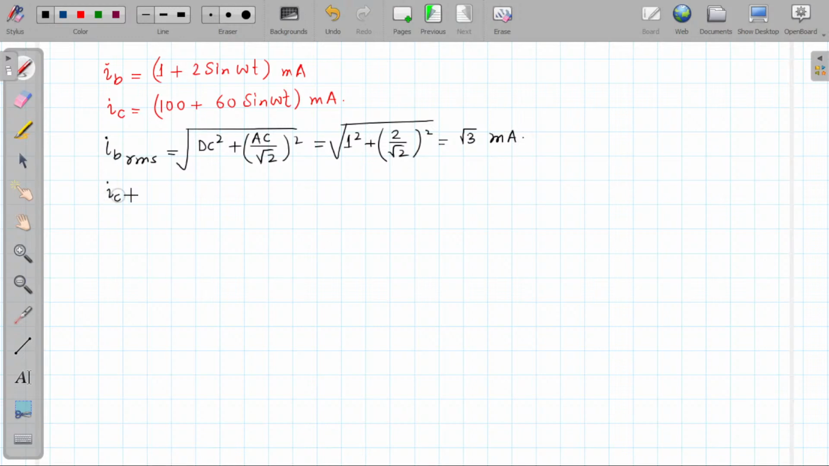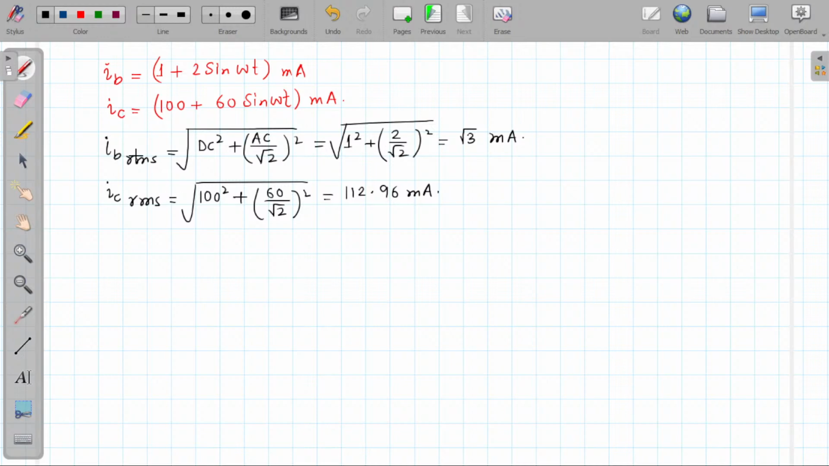Similarly, we will get IC RMS. What will be the value of IC RMS? Similarly, we can find that: 100 square plus 60 divided by root 2, whole square. If you calculate this, you will find 112.96 milliampere. Okay, so we have got the values.